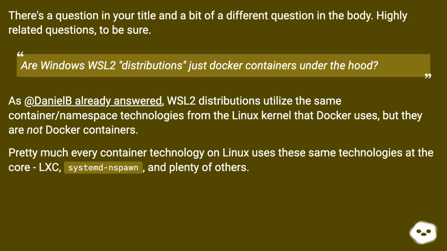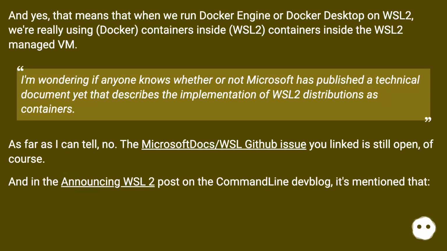Pretty much every container technology on Linux uses these same technologies at the core: LXC, systemd-nspawn, and plenty of others. And yes, that means that when we run Docker Engine or Docker Desktop on WSL2, we're really running Docker containers inside WSL2 containers inside the WSL2 managed VM.